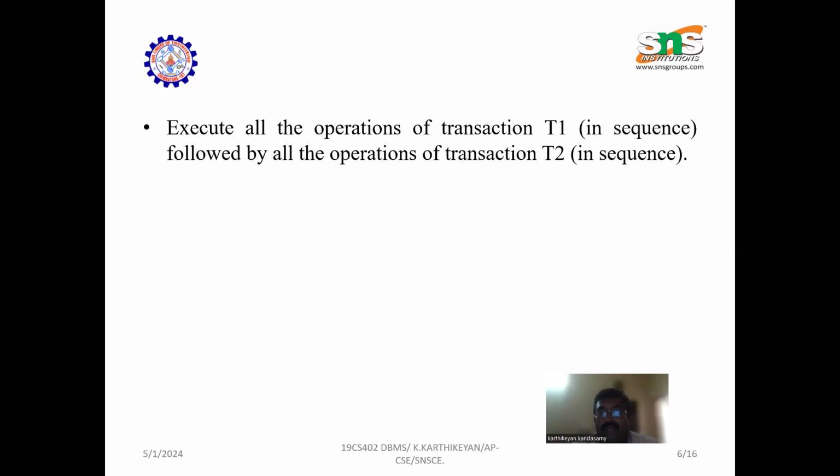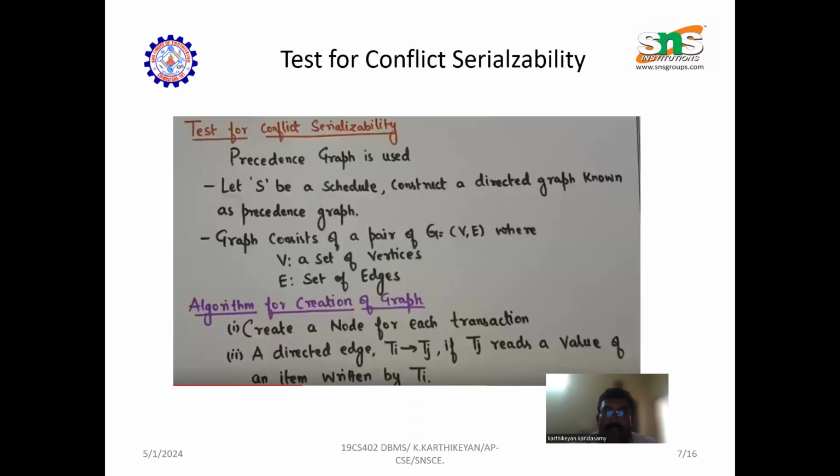Execute all operations of transaction T1 in sequence, followed by the operations of transaction T2 in sequence. For example, to test for conflict serializability, a precedence graph is used. Let us construct a directed graph known as a precedence graph. The graph consists of a pair G equals (V, E), where V is the set of vertices and E is the set of edges.